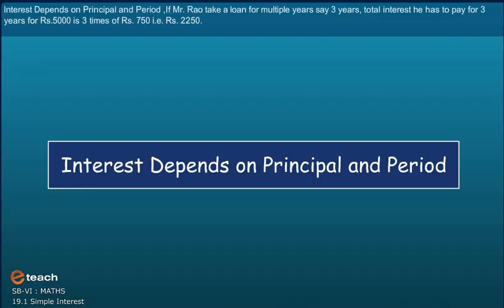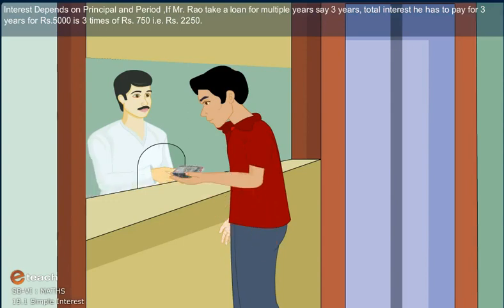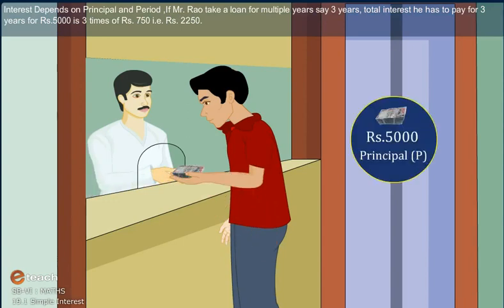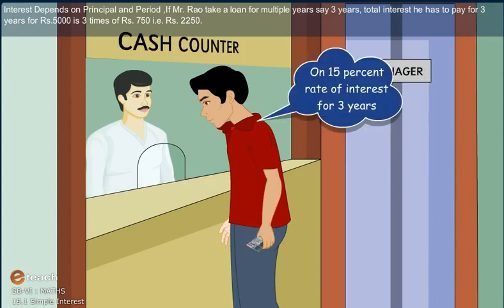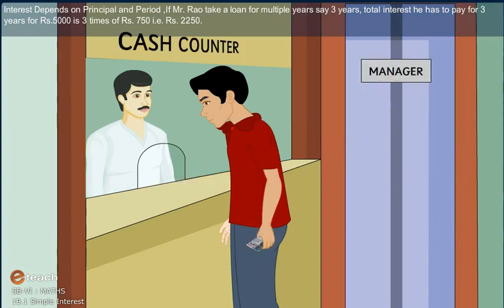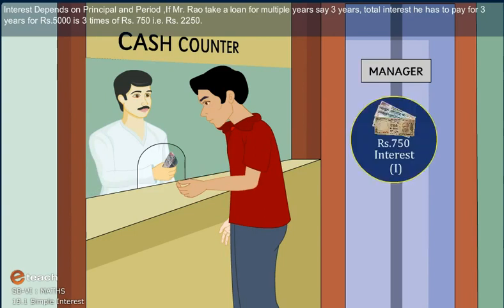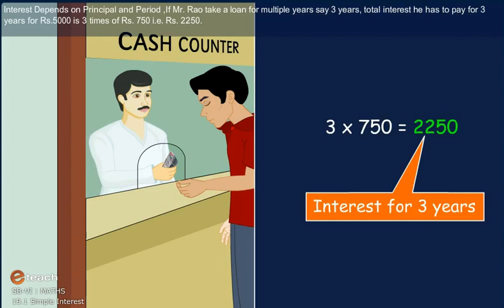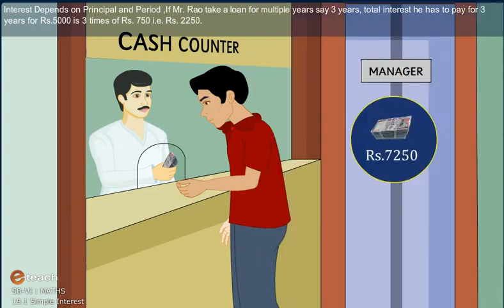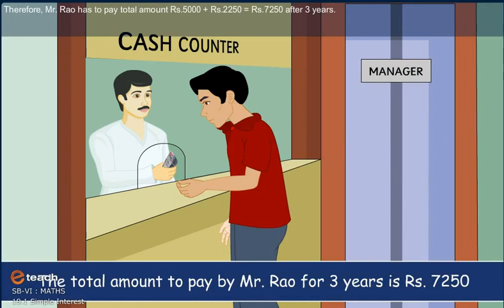Interest depends on principal and period. If Mr. Rao takes a loan for multiple years, say 3 years, the total interest he has to pay for 3 years for rupees 5,000 is 3 times rupees 750. That is rupees 2,250. Therefore, Mr. Rao has to pay a total amount of rupees 5,000 plus rupees 2,250, which equals rupees 7,250 after 3 years.